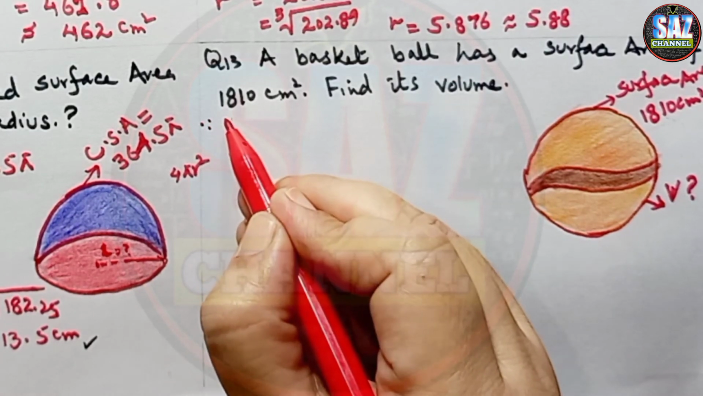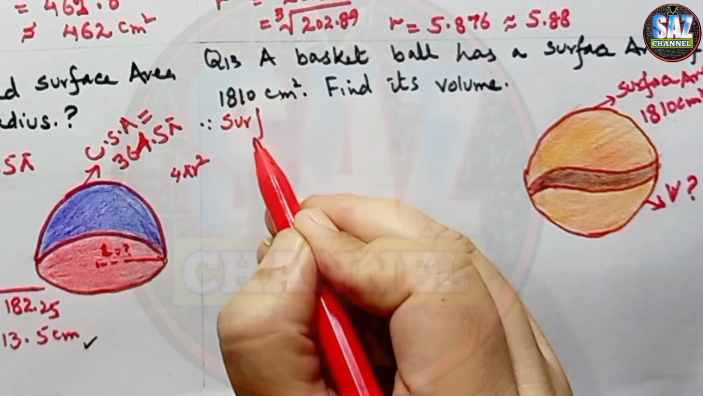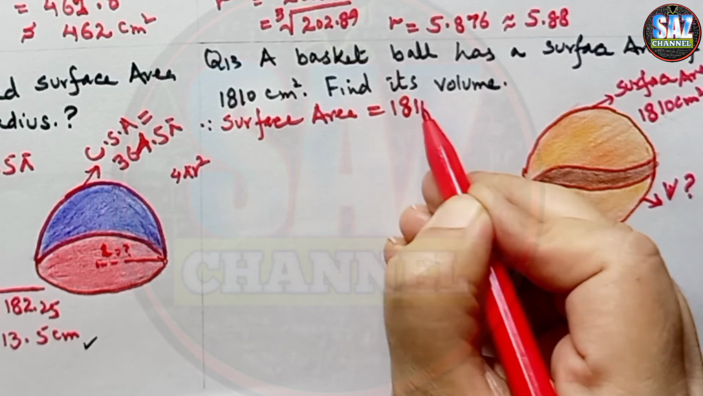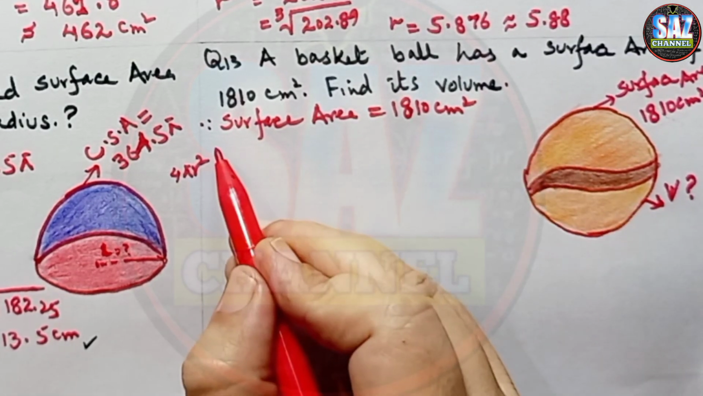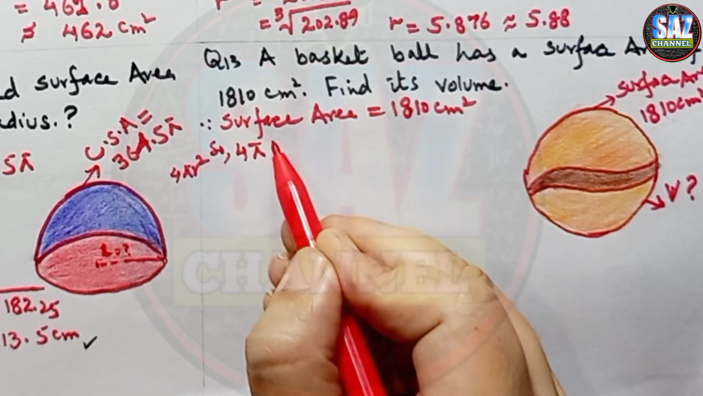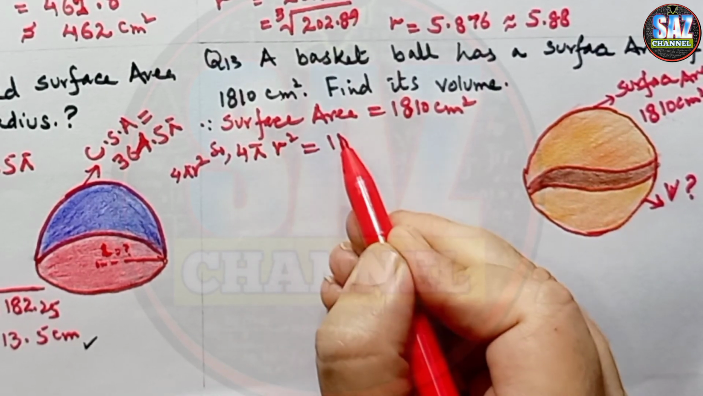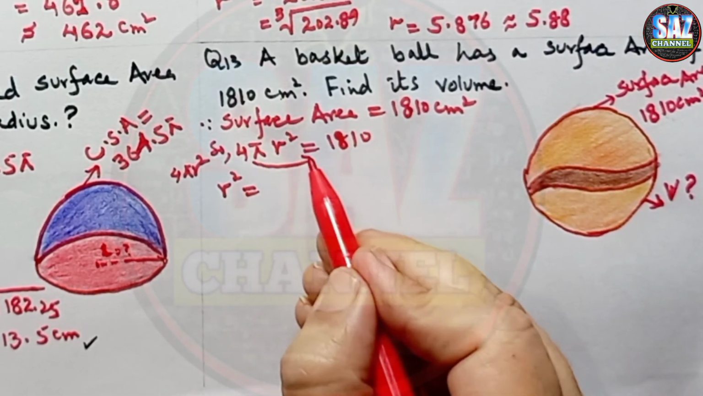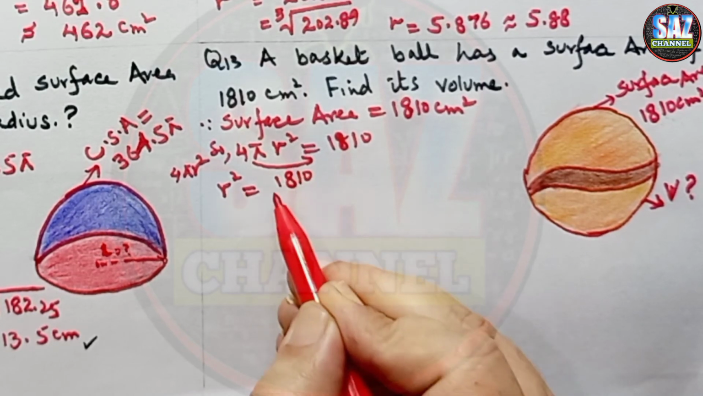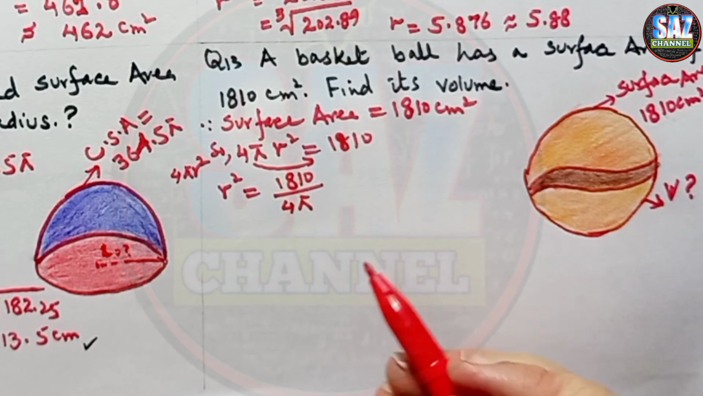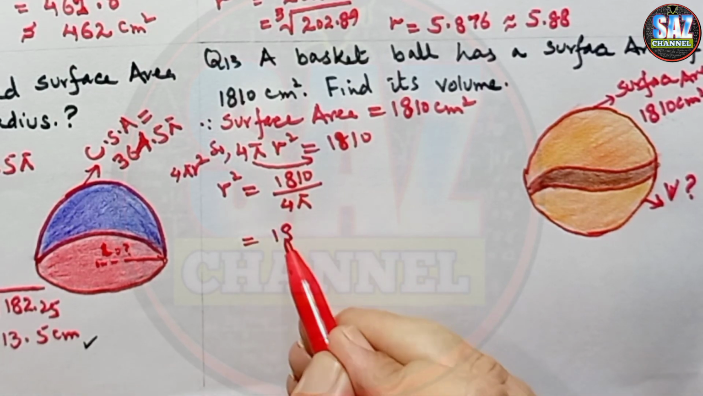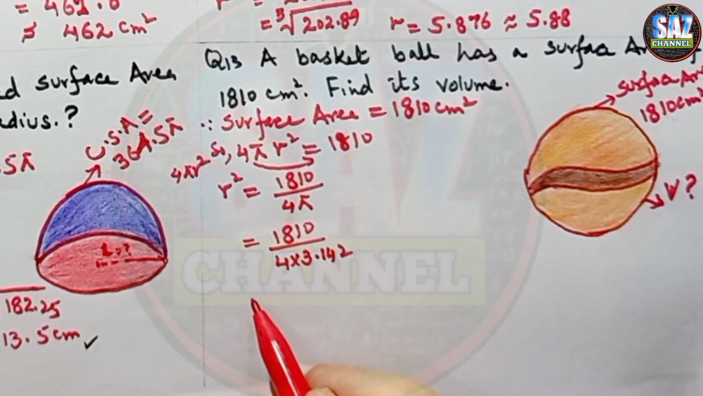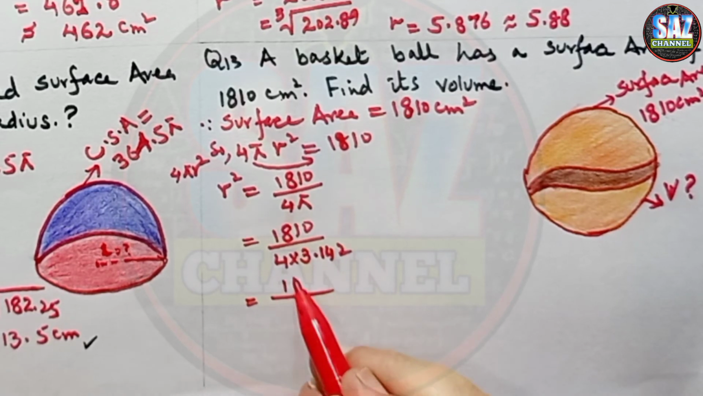The surface area given in the question is 1810 cm square, so 4 pi r square will be equal to 1810. In order to get the value of r square I have to shift 4 pi to the other side, so 1810 upon 4 pi. Pi has the value 3.142. 1810 upon 4 times 3.142, which is equal to 12.568.